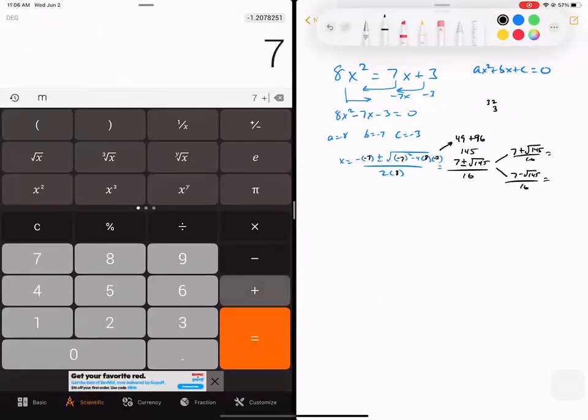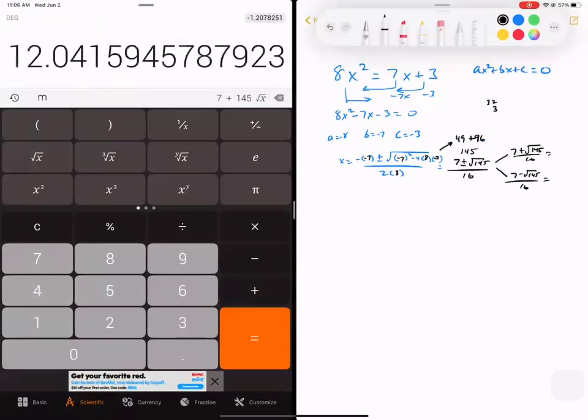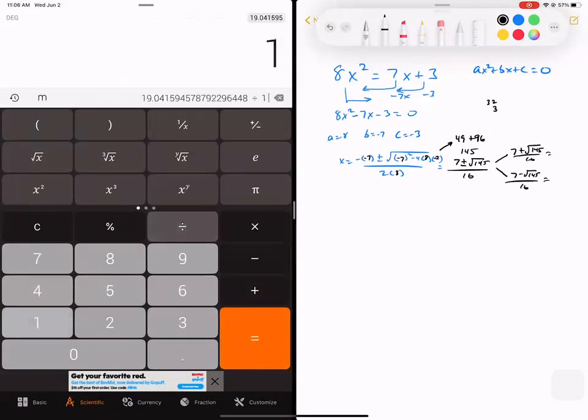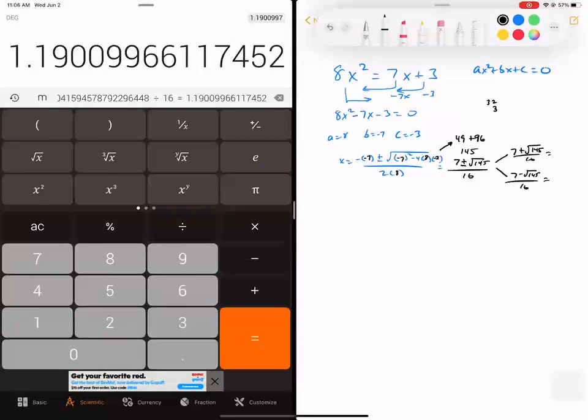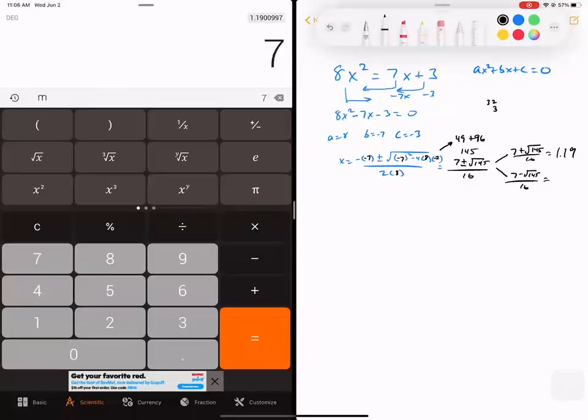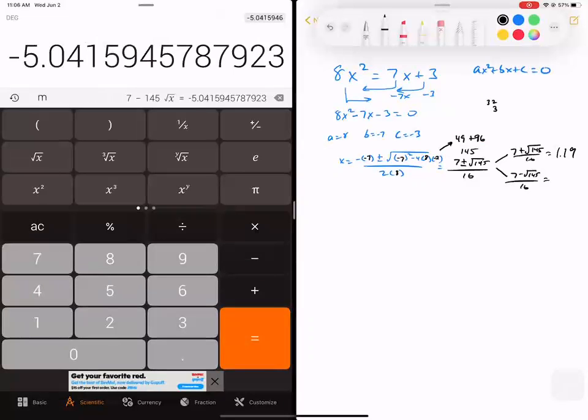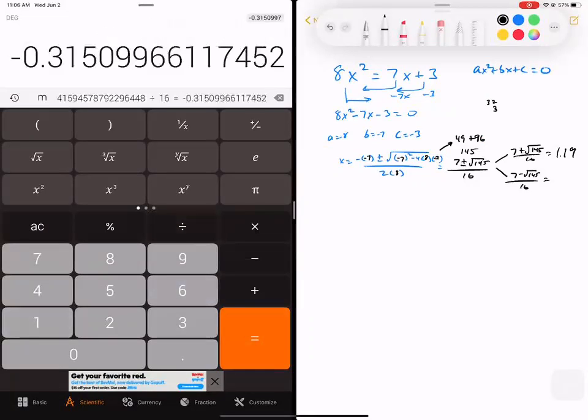7 plus the square root of 145 equals, divided by 16, is 1.19. And 7 minus the square root of 145 equals, divide this by 16, is negative 0.31, rounding up to negative 0.32.